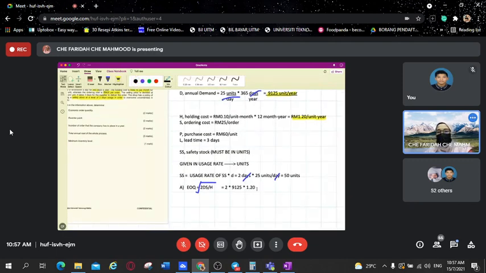Senang aja. Jadi buatlah. Bahagikan dengan apa? Bahagikan dengan 2H. 2DS. Ini bukan S, kita ialah 25. H kita ialah 1.2.